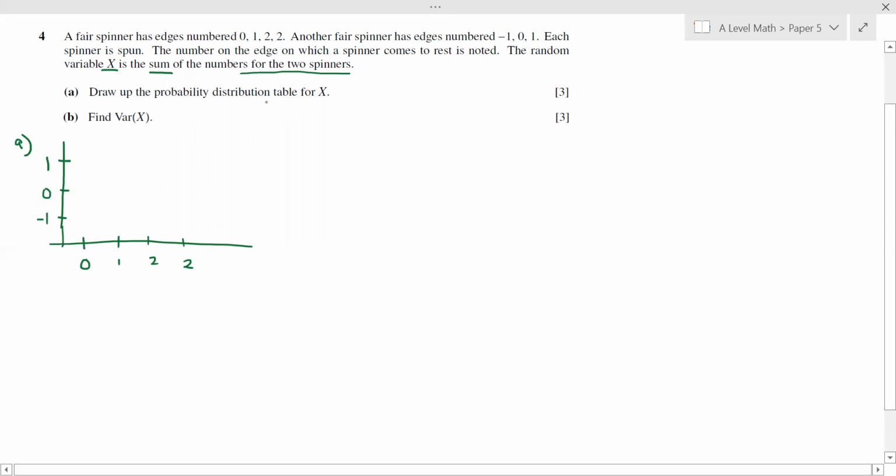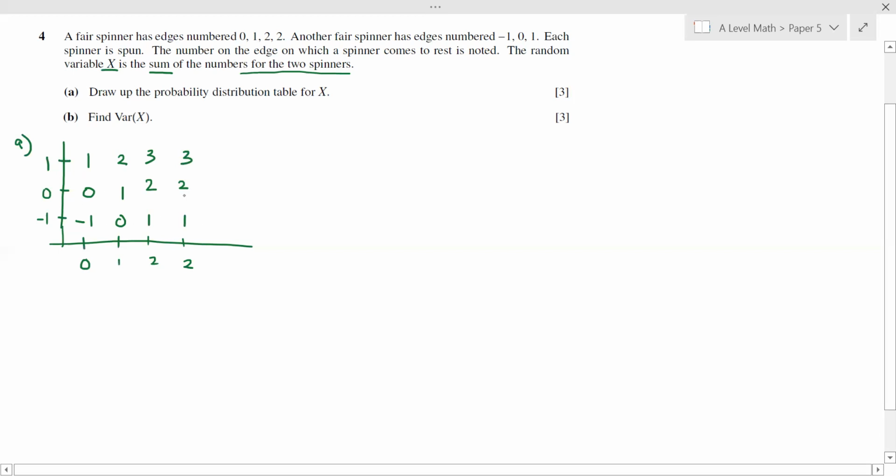X is the sum. So when we find the sum, -1 plus 0 is -1. 0 plus 0 is 0. 0 plus 1 is 1. 1 plus -1 is 0. 1 plus 0 is 1. 1 plus 1 is 2. 2 plus -1 is 1. 2 plus 0 is 2. 2 plus 1 is 3. Similarly for the last one.